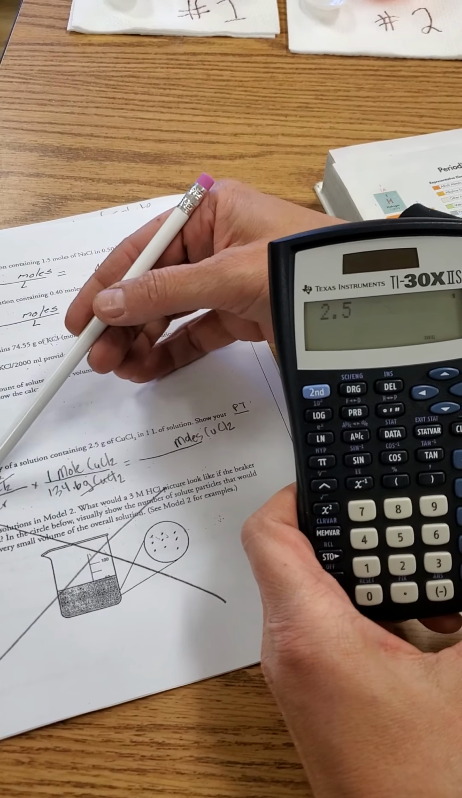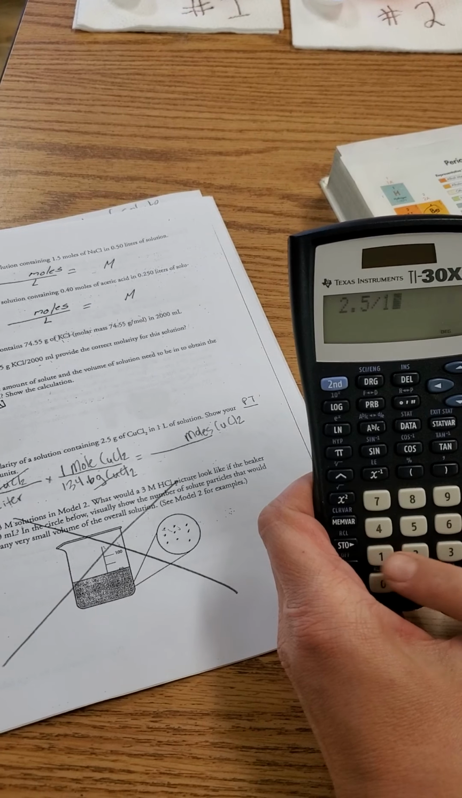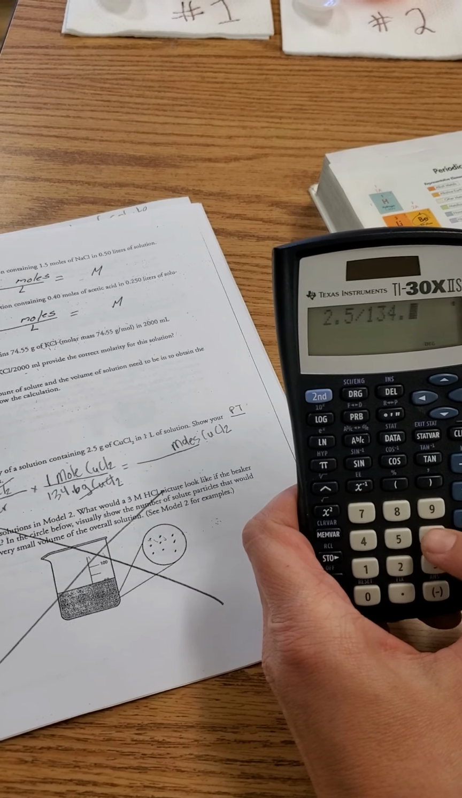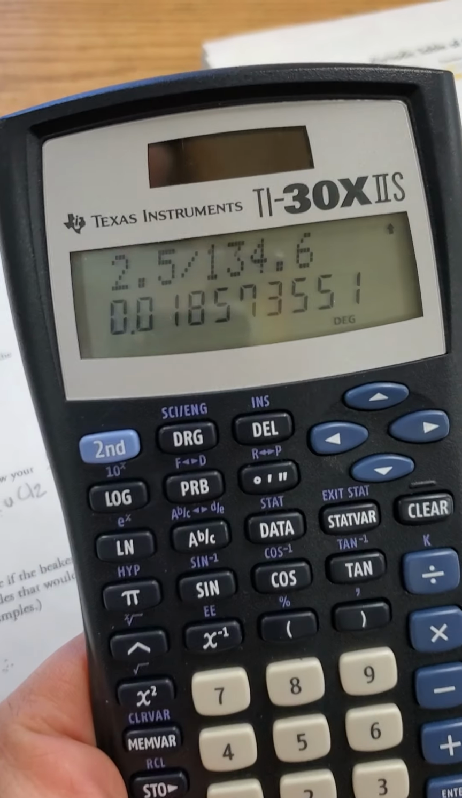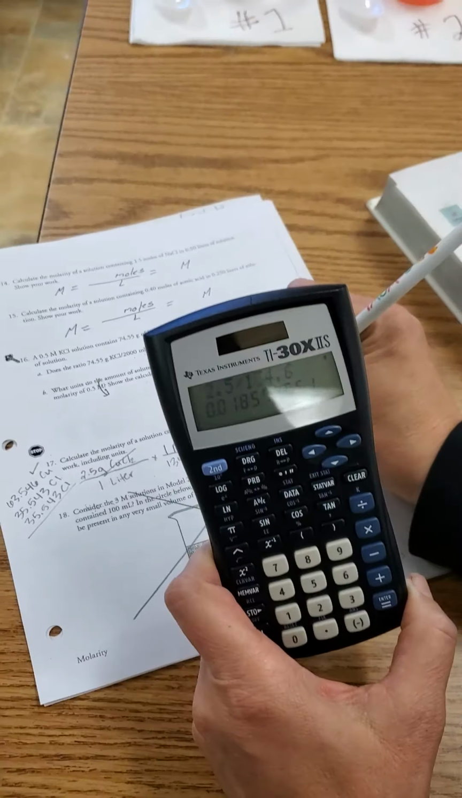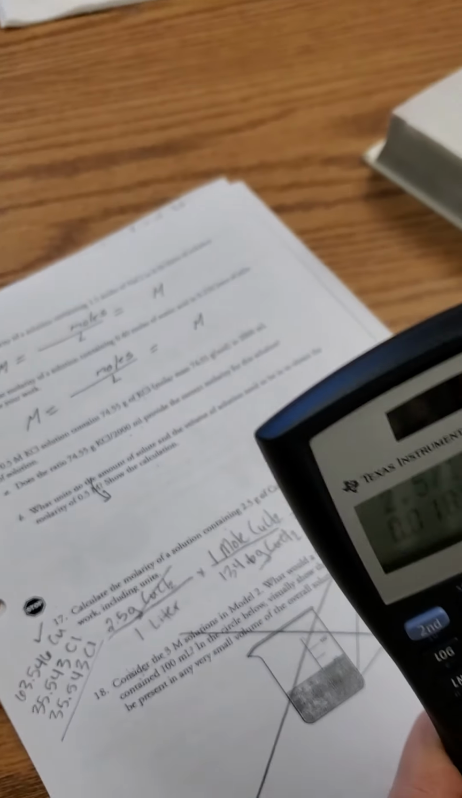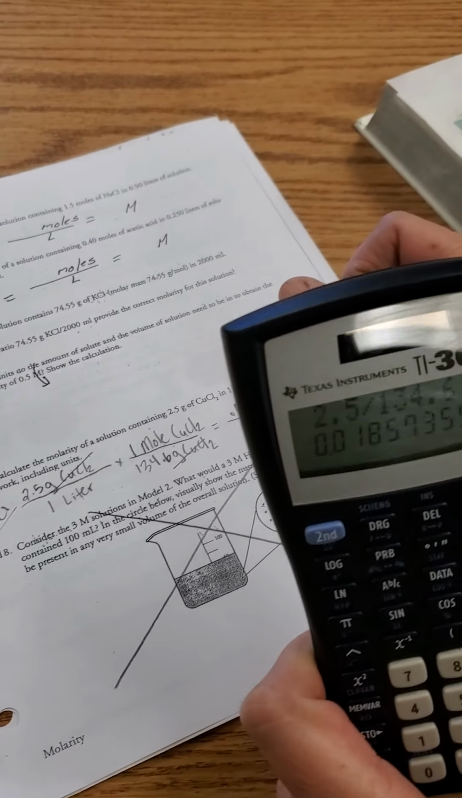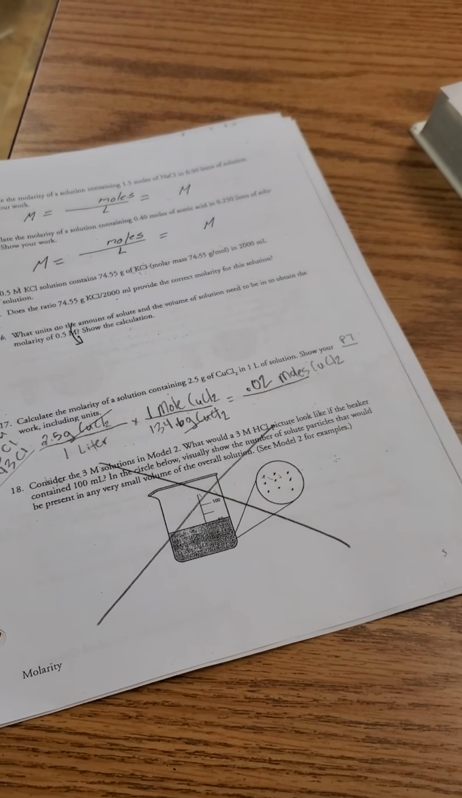So you're going to take the 2.5, and because this number is on the bottom, you will divide by 134.6. And when you do, you are going to get 0.018, and we're going to round that up to 0.02. So it's 0.02 moles of copper chloride. And that 0.02 moles is over 1 liter.